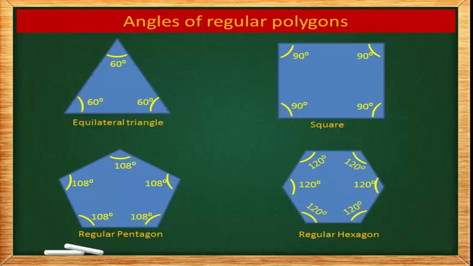And what about a regular pentagon? What do you mean by a regular pentagon? That all five sides are equal and each angle is equal to 108 degrees. How many angles are there in a pentagon? Yes, there are five angles and all five angles are equal in a regular pentagon. What about a regular hexagon? There are six angles and all six angles are equal and each angle is equal to 120 degrees.